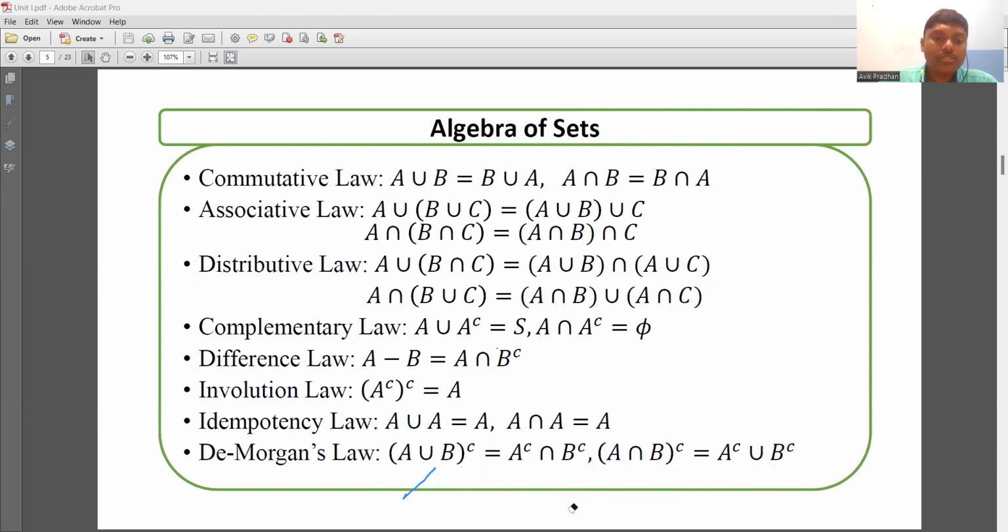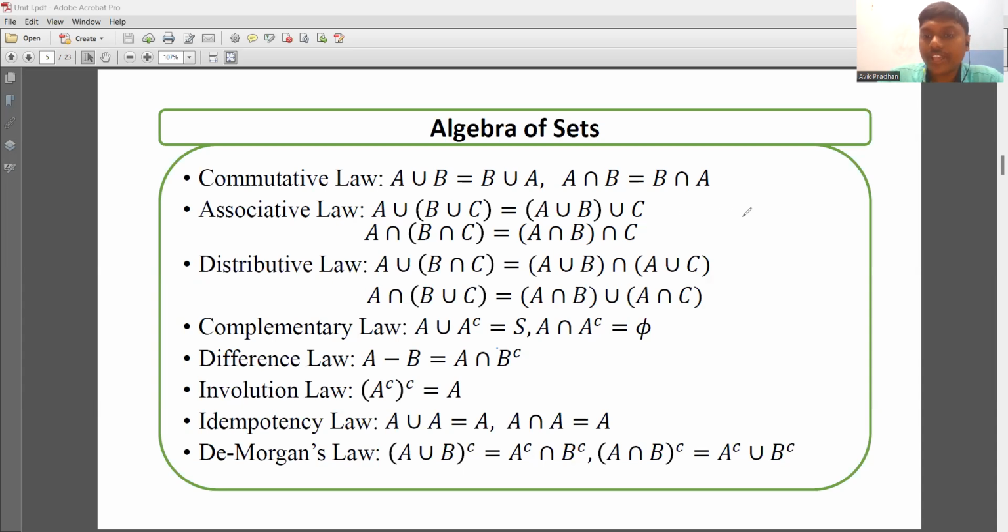Okay. So there are certain rules of set theory. Here we are going to discuss that. The first rule of set theory is the commutative law. Commutative law means if I take the union of two sets A and B, then A union B will be the same as B union A. So let us verify that.